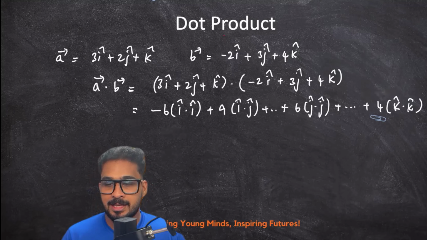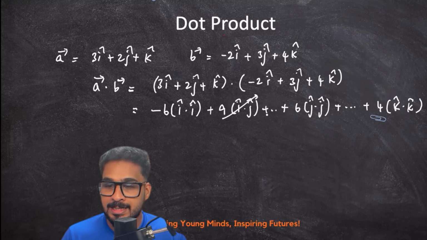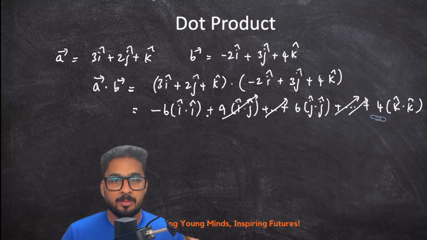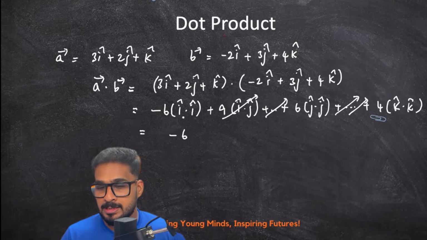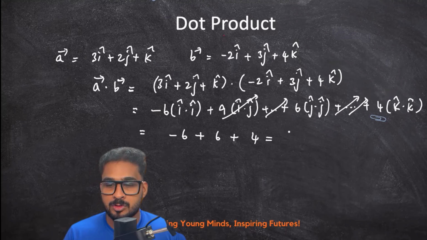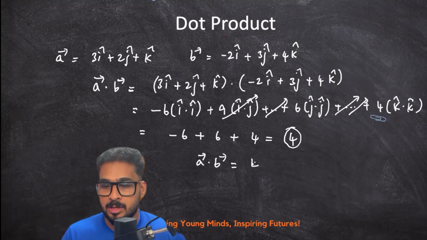You can clearly see that all the other terms except 3 into minus 2, 2 into 3 and 1 into 4 get cancelled out because they are perpendicular. i dot j and j dot k are all perpendicular. We know the dot product will be equal to 0. The only remaining terms are these three. So the answer is minus 6 plus 6 plus 4, and the answer comes out to be 4. So a bar dot b bar is equal to 4.